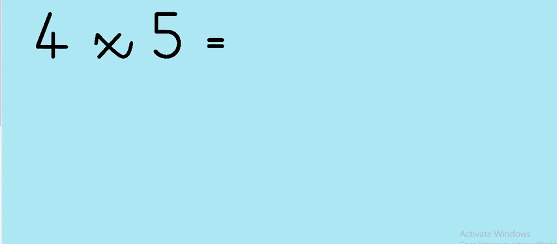Okay, we had a multiplication question this time. 4 times 5 equals something, or 4 lots of 5 equals something. So, I'm going to draw some groups, aren't I? How many groups? 4 groups, well done. How many in each group? 5 in each group. Let's see.